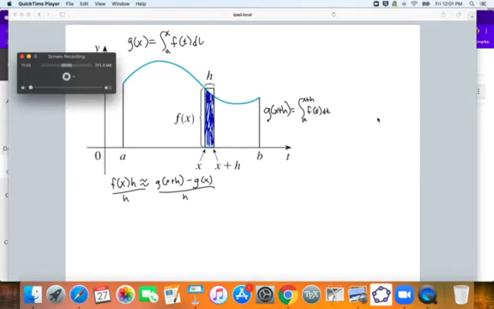So once we divide out the h, we actually end up with this, which is to say that f of x is approximately equal to g of x plus h minus g of x over h. Well, how can we get rid of the approximately equal to and make it exactly equal to? Well, the thinner the rectangle, the more closely the area of the rectangle will approximate the area under the curve. So they'll be exactly equal if I let h go to 0.